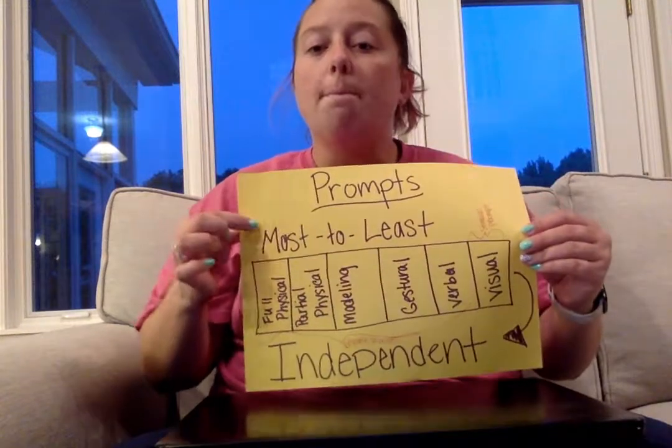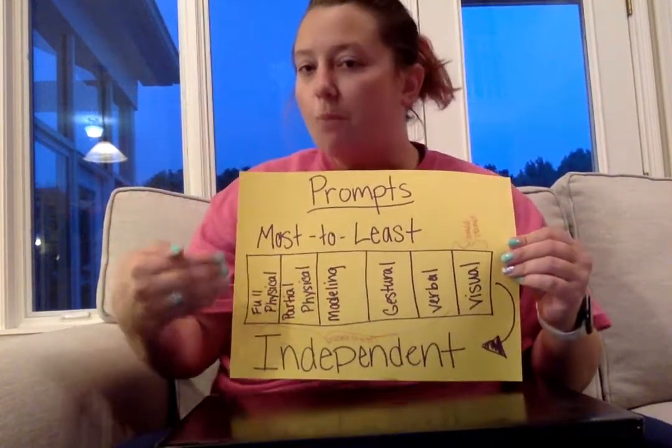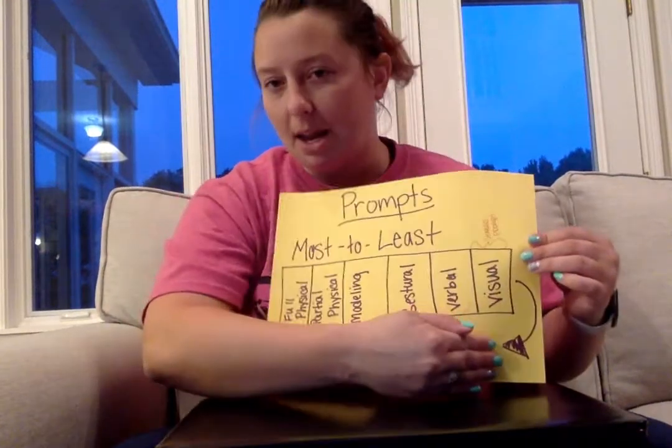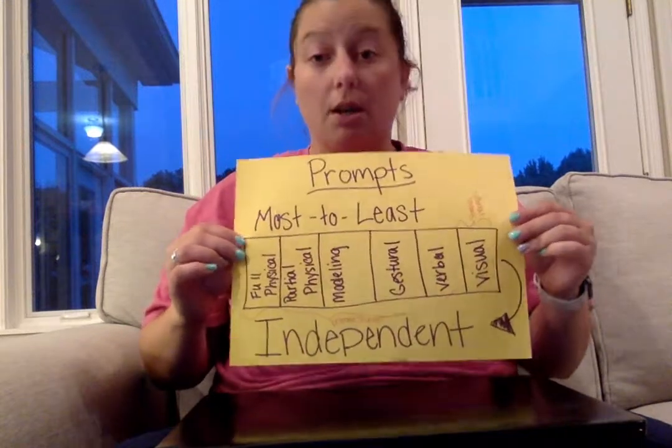So for prompt levels, we normally will think in order from most to least, or least to most, depending on the skill that you're wanting to shape or the behavior that you're working with. So for today, we're going to talk in examples of most to least prompting, which just means the most amount of help from us to the least amount of help from us, all the way up until they reach independence, which is always our ultimate goal.